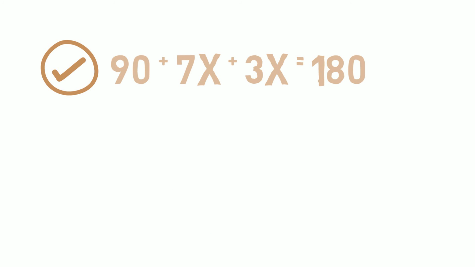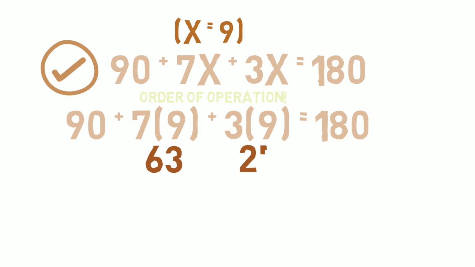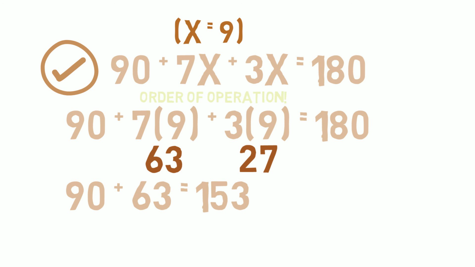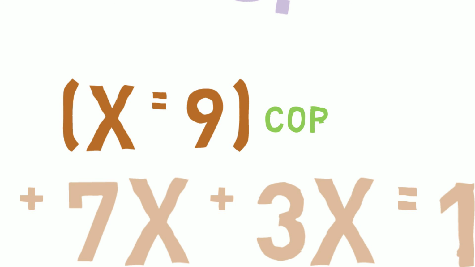Now we're going to check to make sure this solution is true. Take our original equation of 90 plus 7x plus 3x equals 180 and plug in 9 for x. We now have 90 plus 7 times 9 plus 3 times 9 equals 180. Following the order of operation rules, we'll multiply first. 7 times 9 equals 63, and 3 times 9 equals 27. Add 90 to 63, and we get 153. Add 153 with 27, and we have 180. 180 equals 180, so our solution of x equals 9 is correct.